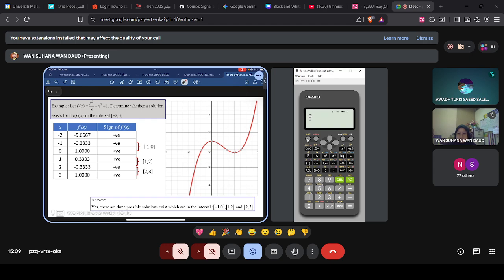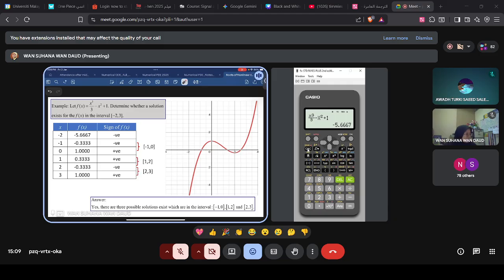Alpha x to the power of 3 divide by 3, okay? Minus alpha x to the power of 2 plus 1. So find CALC, negative 2. So I get negative 5.6667 in 4 decimal places.